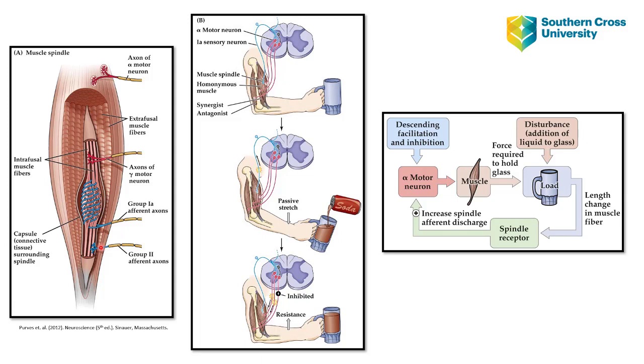What I want to draw attention to is not just the sensory going into the spinal cord, so away from the muscle and into the spinal cord, but also these motor components. We have our alpha motor neuron, the sprout coming out here and then activating the external muscles, so our extrafusal muscle fibers, our skeletal muscle fibers proper.